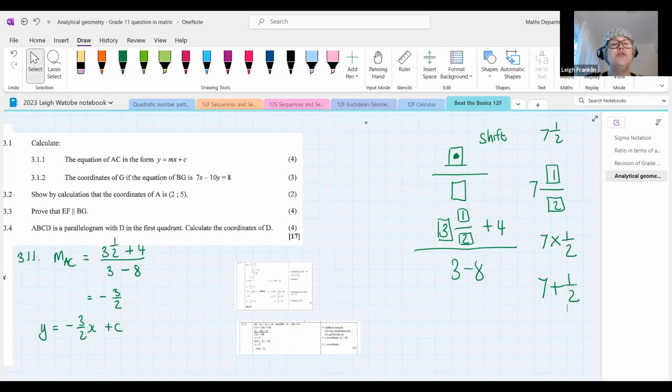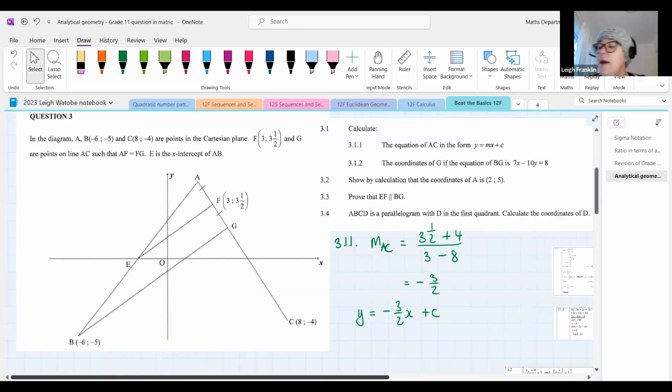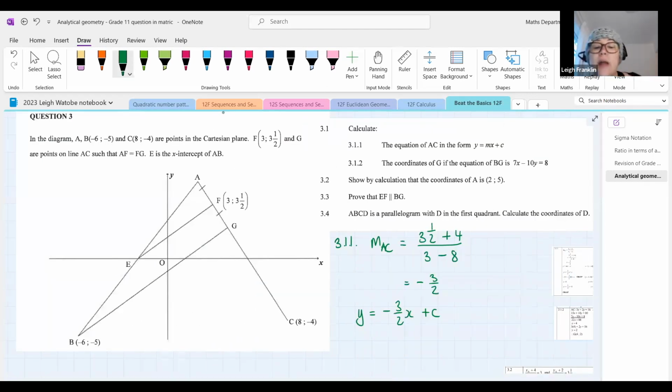All right. Yes, you can do that too, Leanne. You can change the 3.5 to 7/2. Okay, not a problem at all. So then we would have come back here and we would have subbed in, presumably, I think it's easier to work with point C. So we would have subbed in the coordinates at C, which are 8 and -4, and then we could have worked out the value of C. You should have got a value of C of 8.